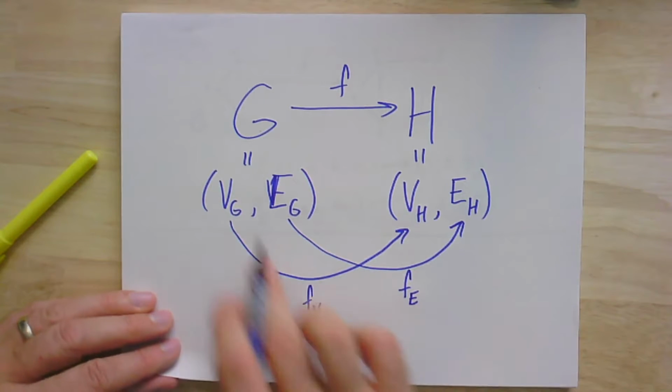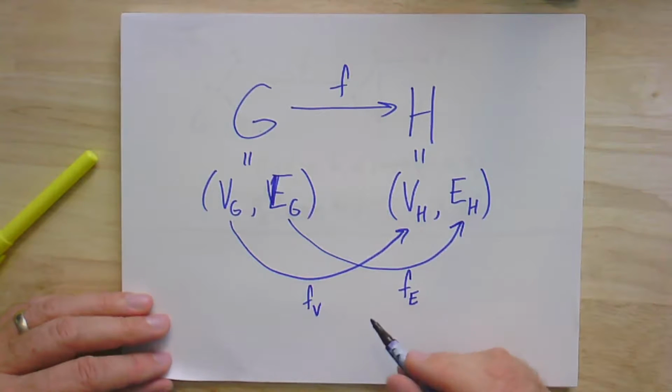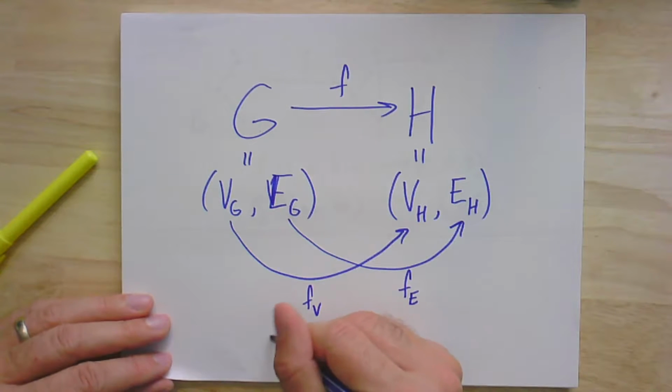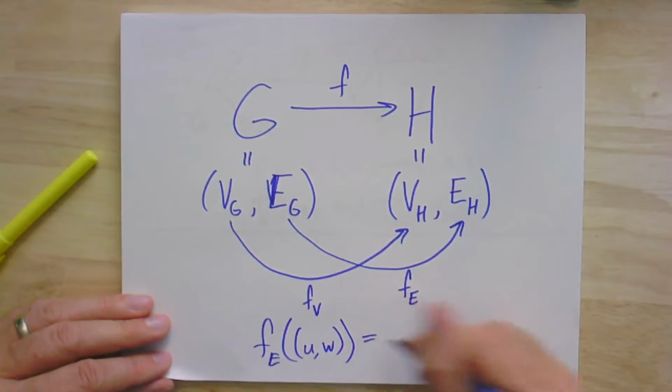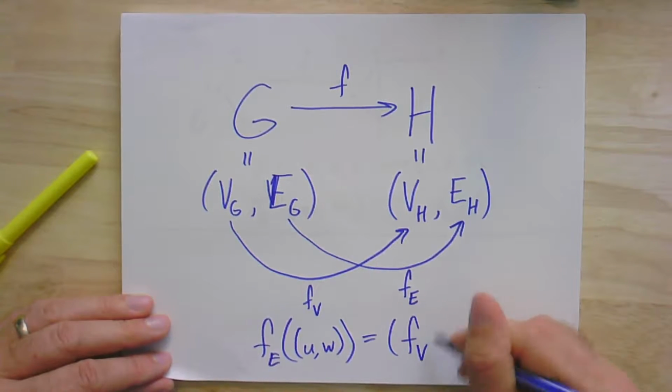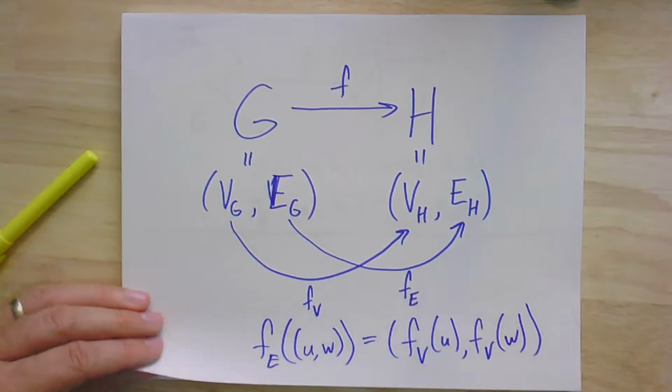And it's not enough to just have a function on the vertices and a function on the edges. They also have to satisfy that third condition, which I'll write one more time because it's so important. For, let's call it UW, so I don't have to say V so many times, it should be the pair FV of U, FV of W.